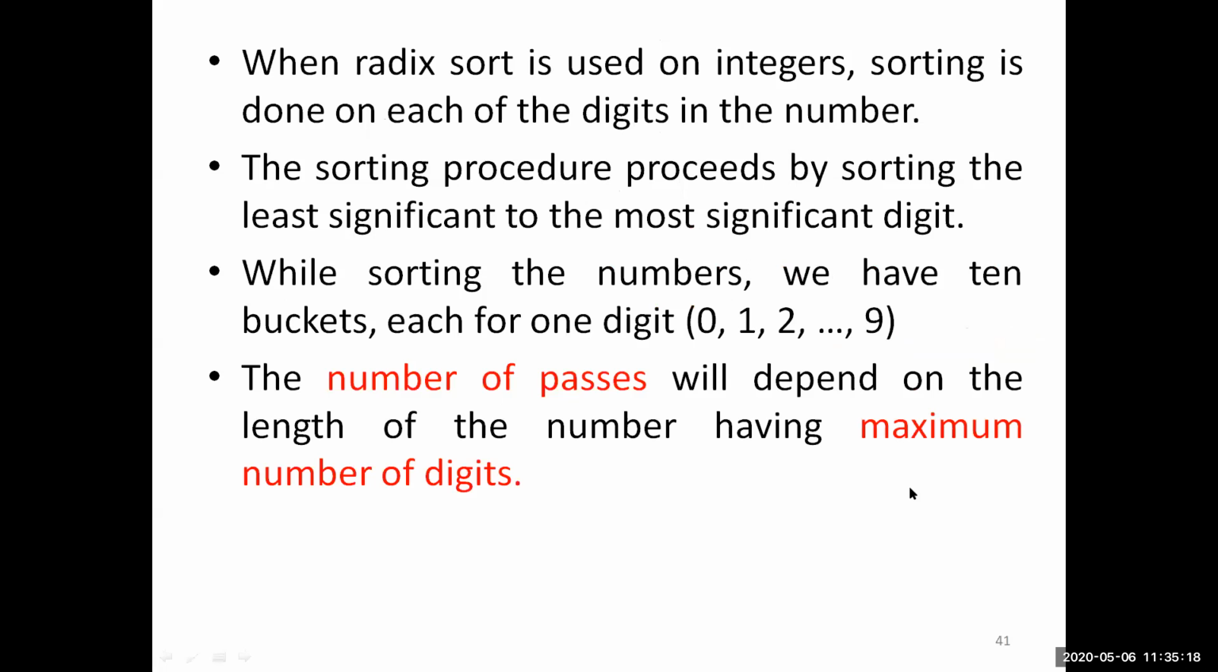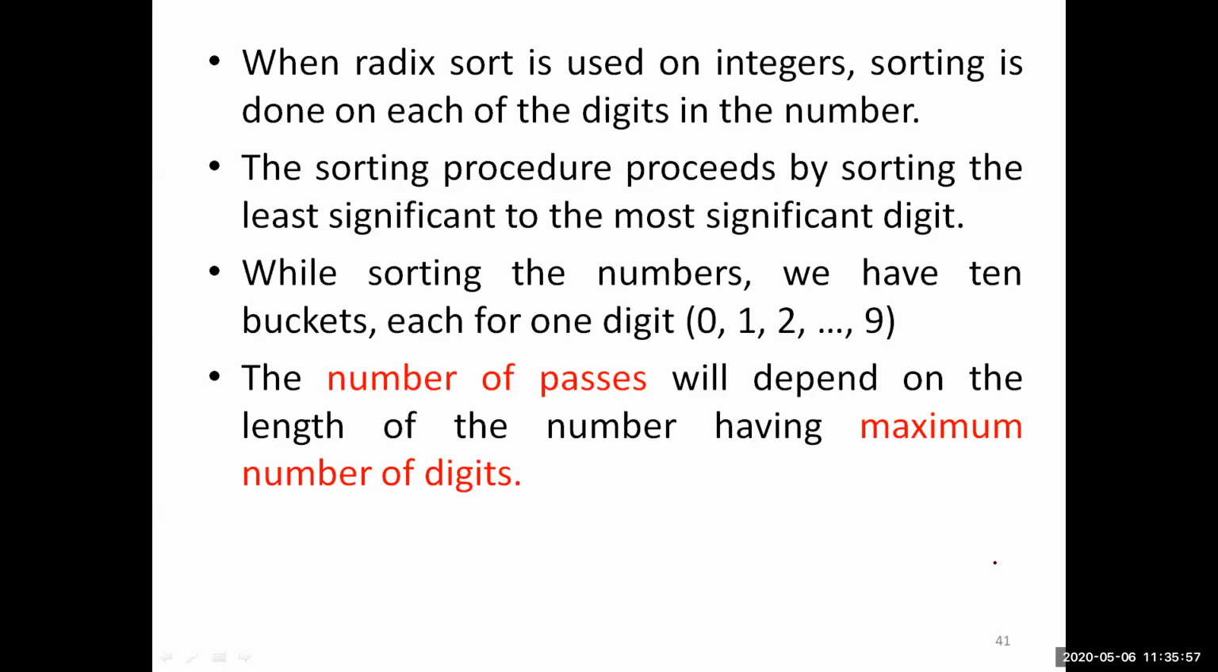Radix sort is also used on integers. Sort is done on each of the digits in the number, so it depends on the number of digits in the number. The sorting proceeds from the least significant digit to the most significant digit. It always proceeds by a number of passes, and the number of passes depends upon the number of digits in the integer. We are going to take an example with the integer data type.